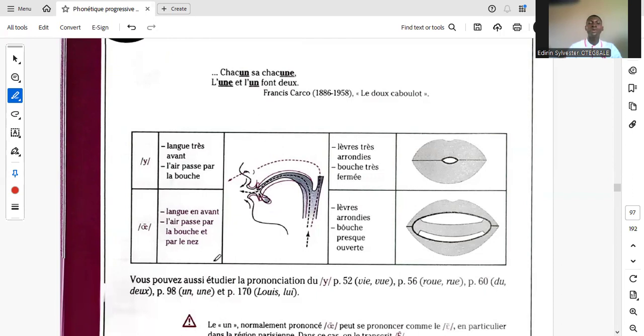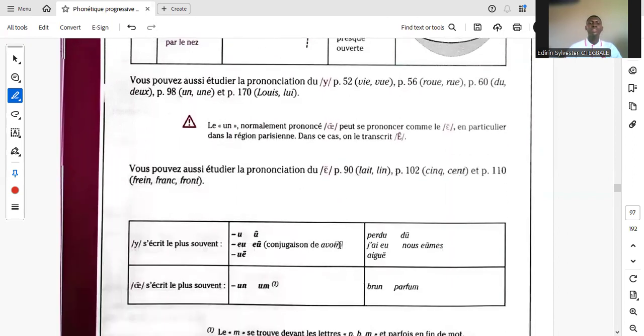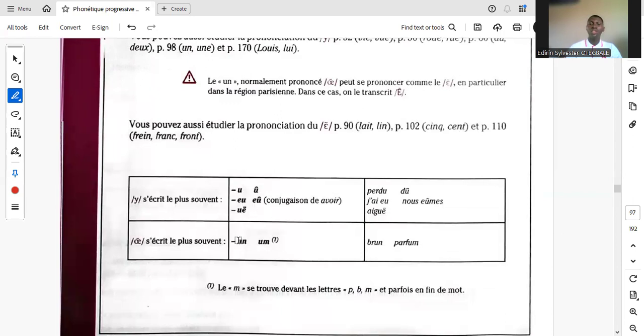The long un is a front vowel. It passes through the mouth and the nose. That means the nasal is rounded, and also almost open. But here is the issue: how do we realize that?